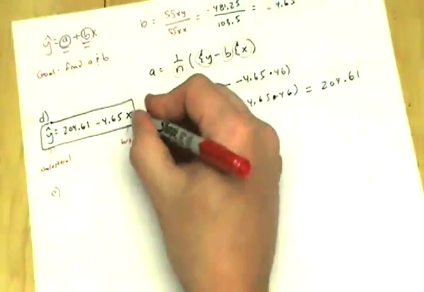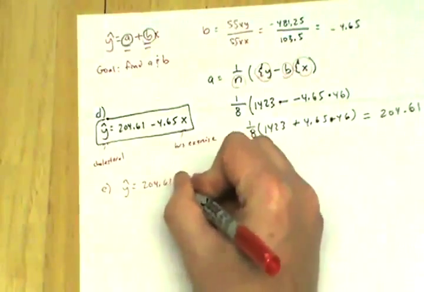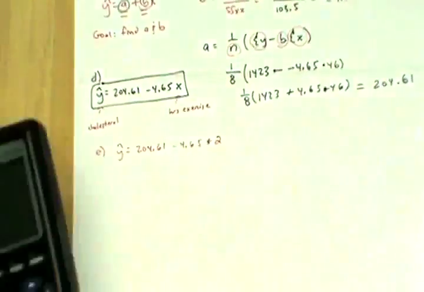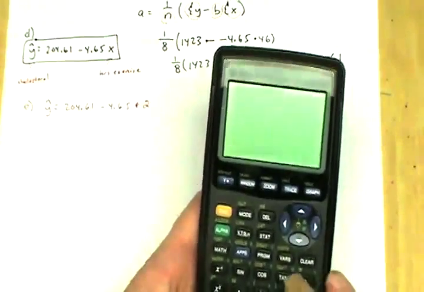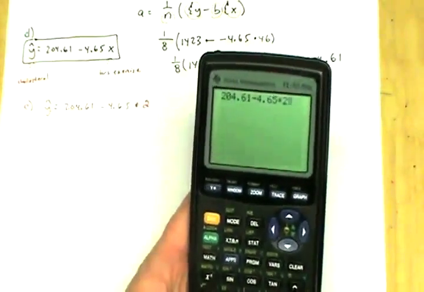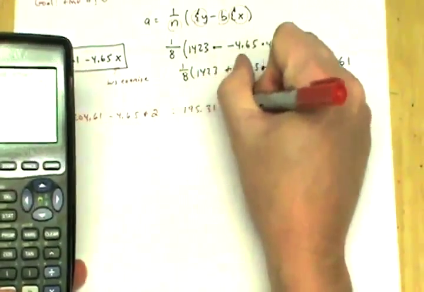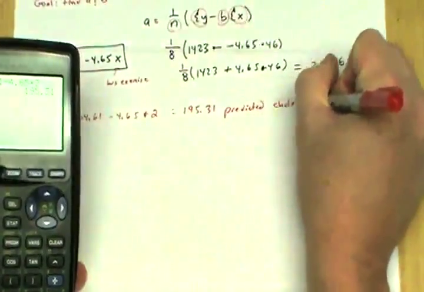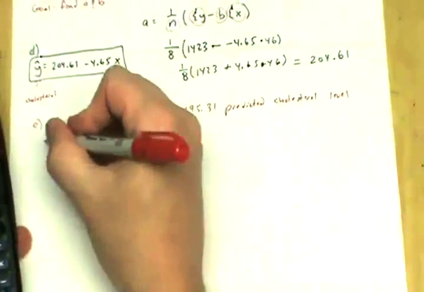The first one asks for 2, so you put in 2 for your X. You can say y hat is 204.61 minus 4.65 times 2 hours per week. If somebody asks, what should my cholesterol level be if I exercise 2 hours per week? We're going to say 204.61 minus 4.65 times 2, which is 195.31. That is the predicted cholesterol level of someone who exercises 2 hours per week.